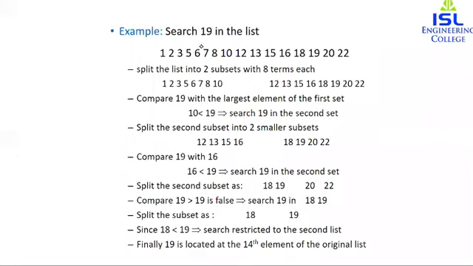So over here, search 19 in the list. We have an array of this sort. So what are we supposed to do? First and foremost, take the middle element. So we are splitting the array into two subsets and comparing 19 with the largest element of the first set. We see that 10 is less than 19, so we search the other part. In this way, we will continue until we find the element 19, which is the 14th element.